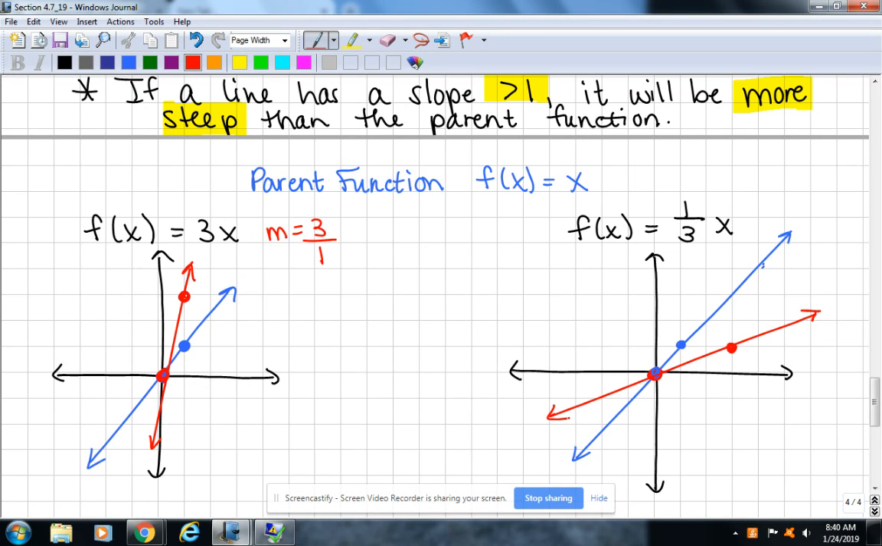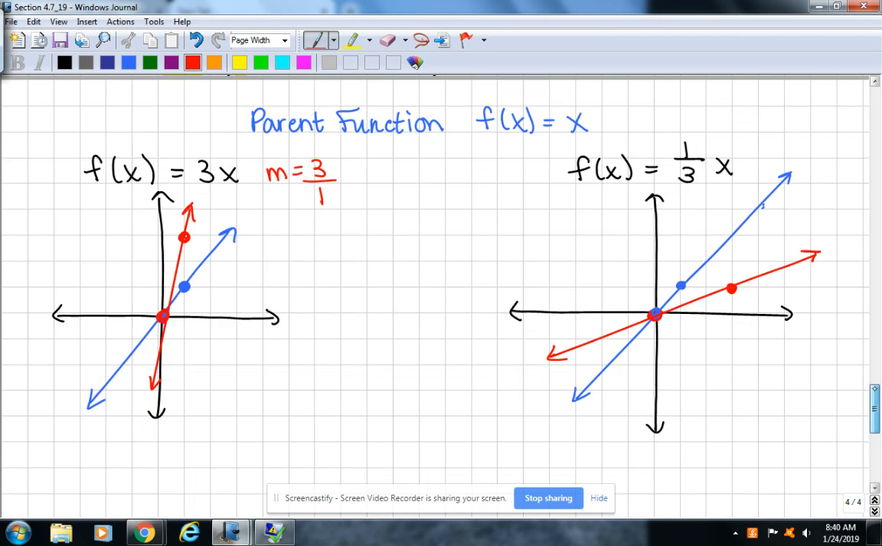So that just helps you compare graphs just by seeing their slopes. If your slope is greater than 1, you're going to have a steeper line. If your slope is less than 1, you're going to have a flatter line. It won't be flat, but it won't rise as fast. Got it? Any questions on anything we talked about today?